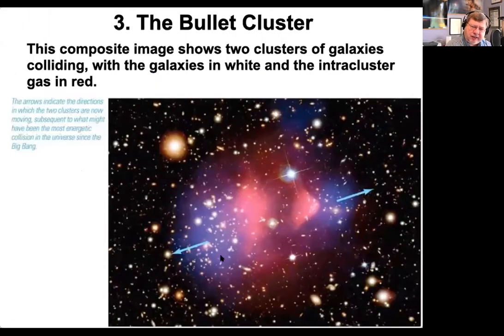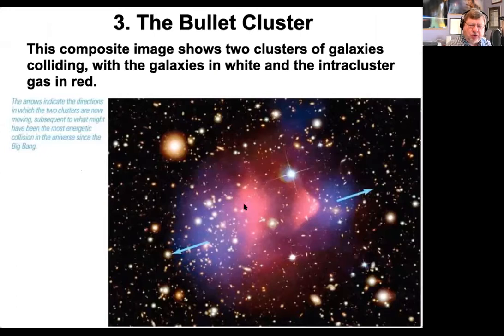And here is the picture, and it's a little confusing. What the red represents is when 2 galaxies collide, their gas clouds collide. And when those gas clouds collide, not only do they form new stars, but they glow, they become very hot, and they glow in X-rays. And so the red here represents the X-rays that are being emitted from the collision of these 2 galaxies.